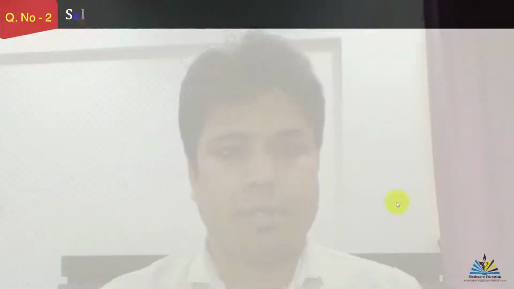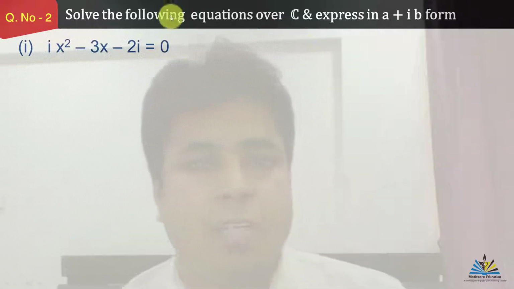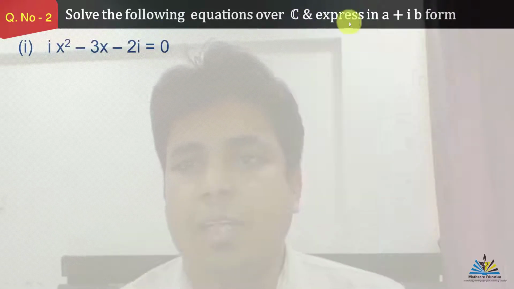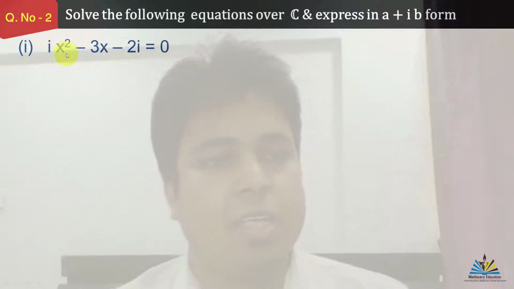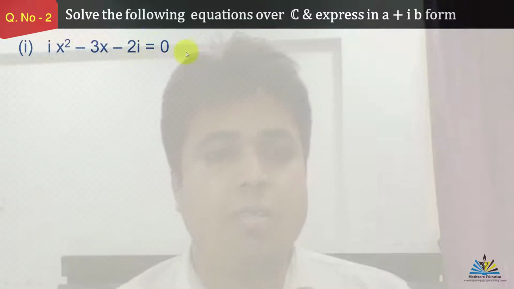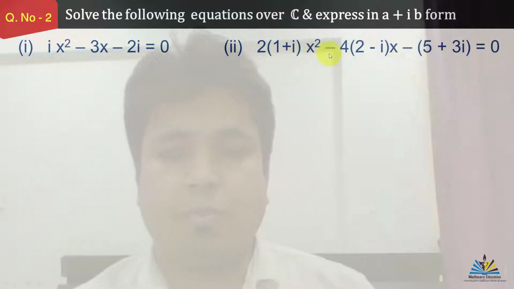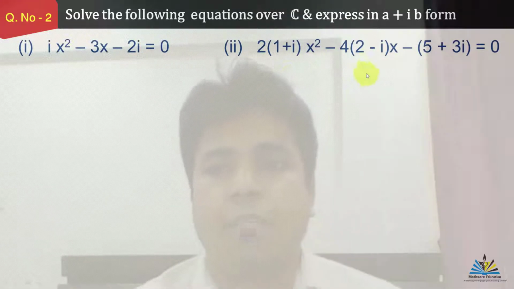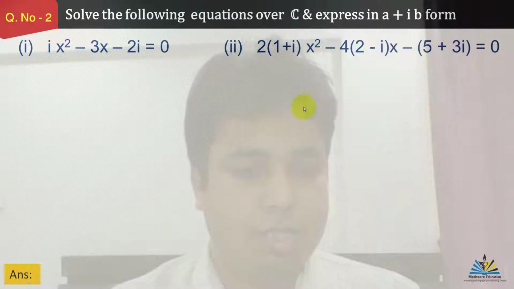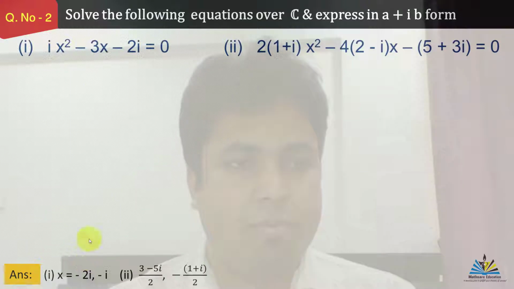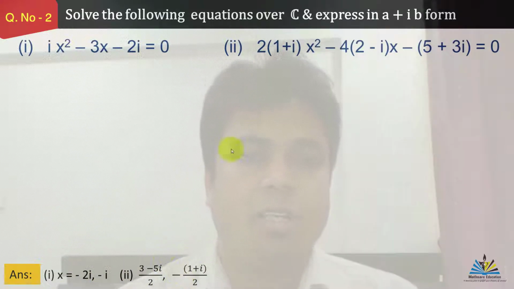Let's move on to another problem. Solve the following equations over the complex numbers C and express in a plus ib form. The first equation is i times x square minus 3x minus 2i equal to 0, and the second one is 2 times (1 plus i) x square minus 4 times (2 minus i) x minus (5 plus 3i) equal to 0. The answers to the question are as shown here. For the first one, these are the two answers, and these are the answers for the second one.